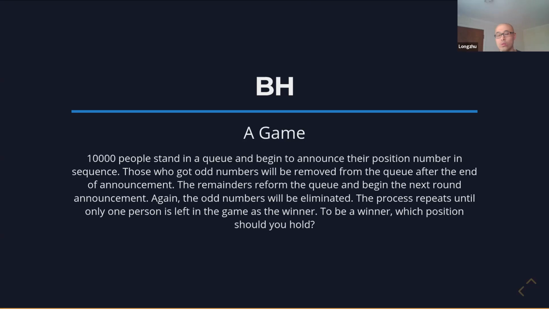Once the announcement is finished, all those people who have got odd numbers will be removed from the queue. The only ones left are the even numbers. Then the remainder will reform the queue, a smaller queue, for the second round of announcement. Start from 1 again: 1, 2, 3, 4, 5. Again, the odd numbers will be eliminated, and the process repeats until only one person is left in the game, who will be the winner. So now the question is, if you want to be the winner, which position should you hold?